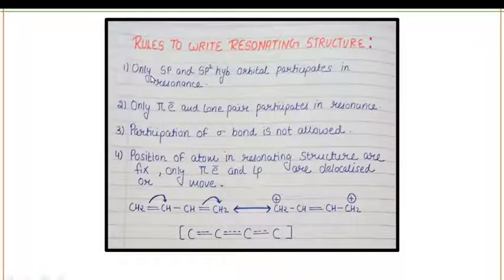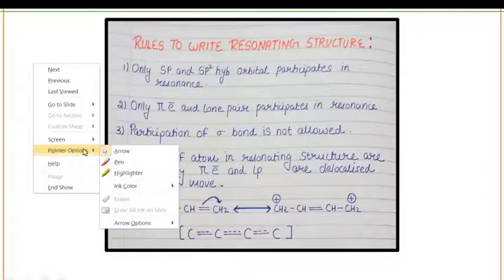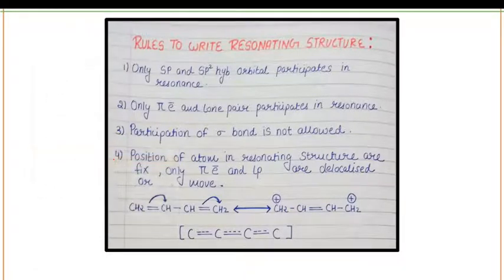Now, the rules to write the resonating structures. Rule number 1 says only sp and sp2 hybridized orbitals participate in the process of resonance. Now, what do you mean by sp and sp2 hybridized orbitals? It means a compound that has a double bond or triple bond will only participate in the resonance.